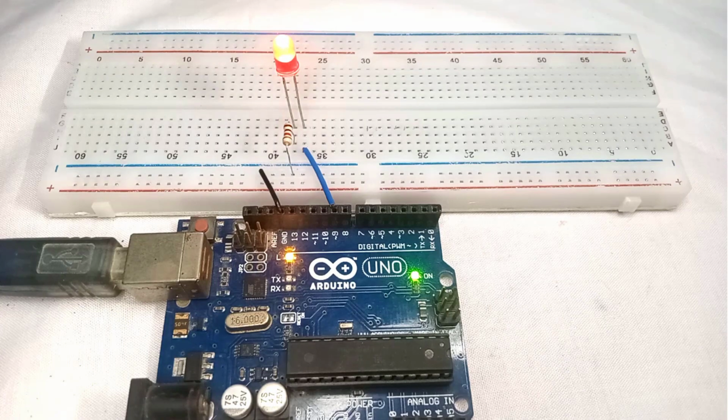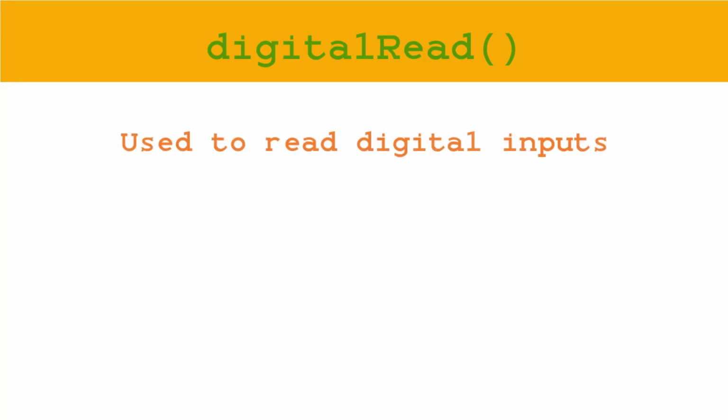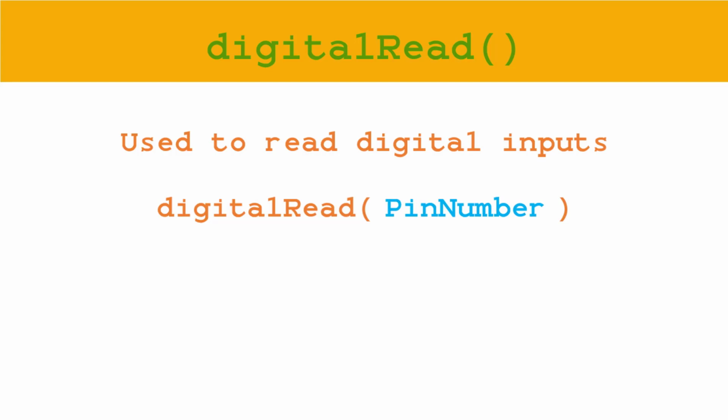That's all about the analog write function. Let's move to the next section. In this section, we will learn about the digital read function. This function is used to read digital input in your Arduino projects. The digital read function requires just one parameter, which is the pin number. Here you will need to enter the pin number you want to read the state of.